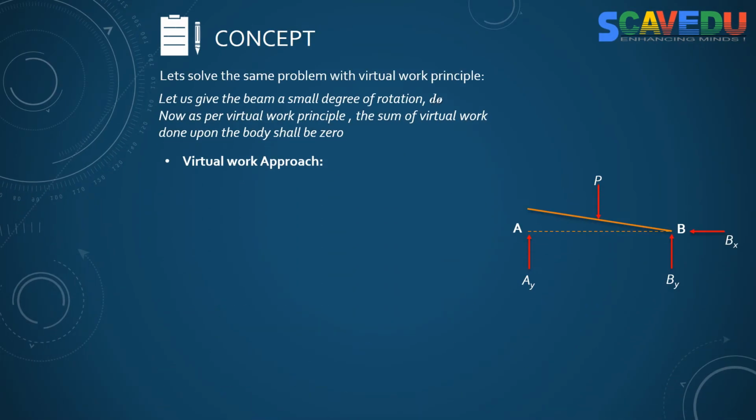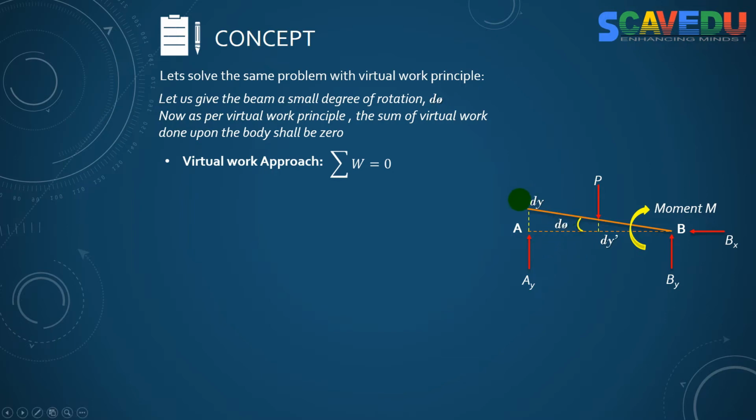Now let us try to solve the same problem with the virtual work approach. Again, as I told you, virtual work means you have to give a small displacement to the body. It can be either a linear displacement or a rotation. Sometimes both will happen in some questions. Now you can see here I have rotated this beam AB by some angle by applying a moment M, and let that angle be d theta.